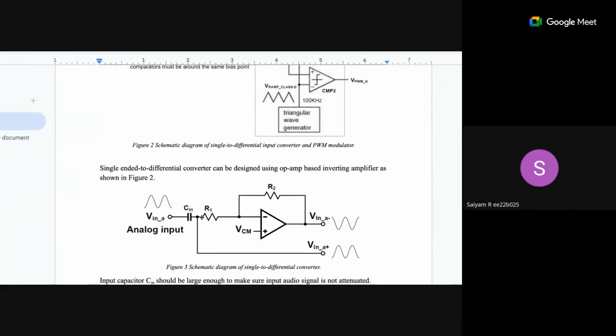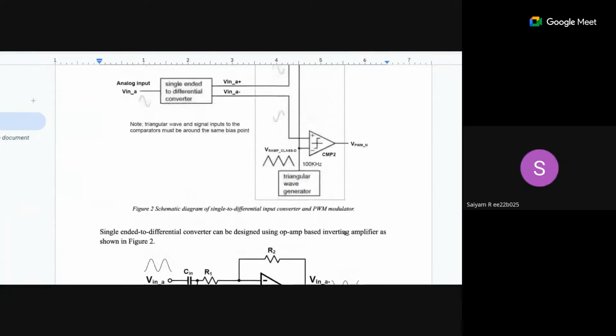The other goal is, as you can see, the top branch is a regular inverting amplifier. So the output here will be negative, since that R creates a 180-degree phase shift, but with a DC offset of VCM. And this node is basically your analog input as it is. So this is the single-ended to differential converter.